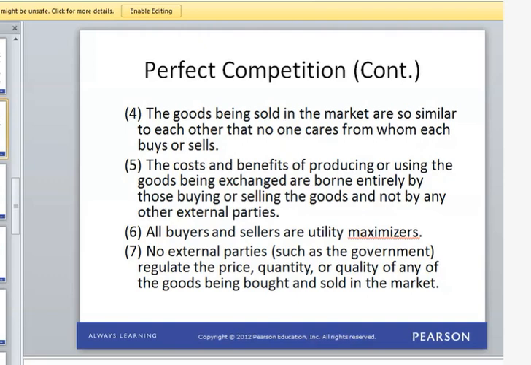All right. And the last one, this is a bit tricky sikit, for a perfectly competitive market, right? There is no interference. It says here, no external party, and puts in brackets such as the government. And usually, when we talk about third party, we like to refer to the government, right? That regulates the price, the quantity, the quality of the good being bought and sold in the market. Meaning that dalam perfectly competitive markets, zero intervention of the government, right? On determining the price of the goods, the quantity that you want to buy or the seller would like to sell, the quality of the product, all determined by the market. No interference from the government.